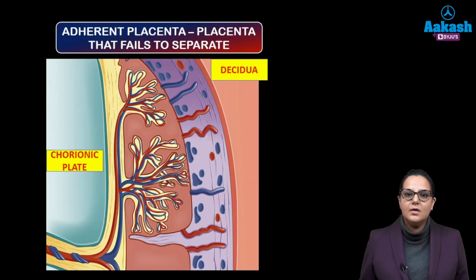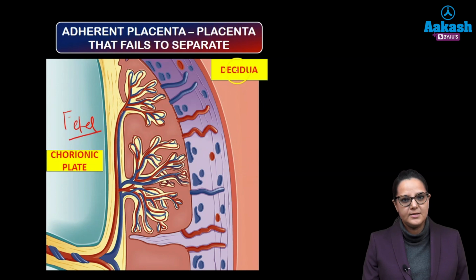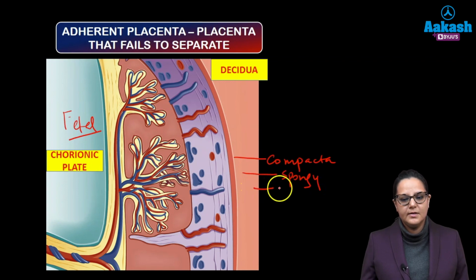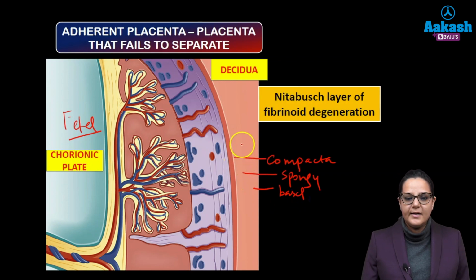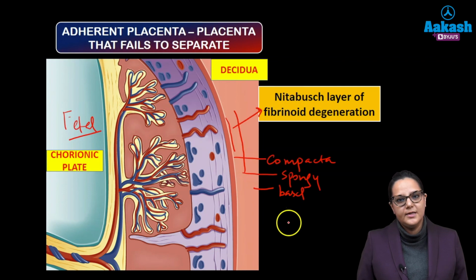Alright. So let's go through the basic physiology first. We know that the placenta has two parts, fetal, which is the chorionic plate, and the maternal, which is the decidua. Now this decidua is further divided into compacta, then outer layer will be spongiosa, and the outermost layer, the third layer, is the basal layer. Alright. Between the compacta and the spongy layer, okay, so this is the spongy layer and this is the compacta. Between this layer lies the Nitabuch layer of fibrinoid degeneration.